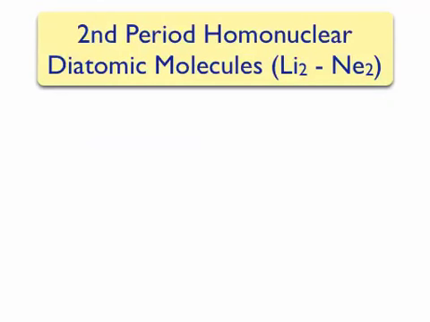In class, we discussed molecular orbital diagrams for hydrogen and helium. Now we will move on to the second period of the periodic table to describe homonuclear diatomic molecules. Homonuclear means that the atoms are the same in the molecule. The diatomic molecules are molecules that only contain two atoms.